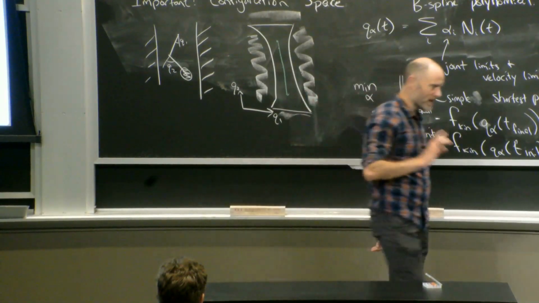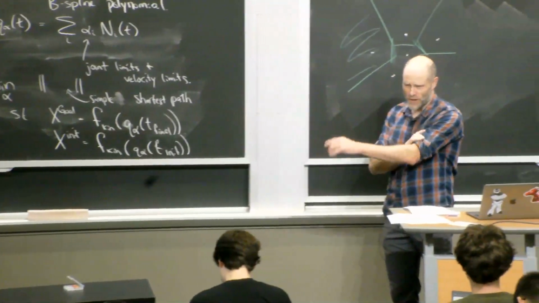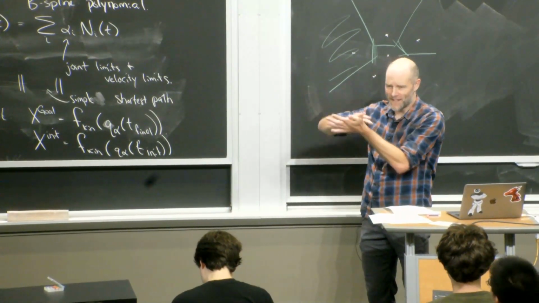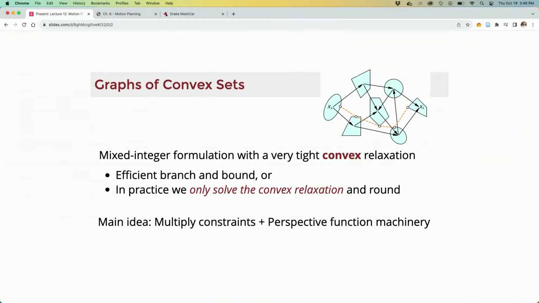So you're asking all the right questions. This is still sort of an abstract graph problem, and now I have to tell you how to take IRIS regions and turn them into curves and turn them into a graph of convex sets. Okay, so that's the last step.